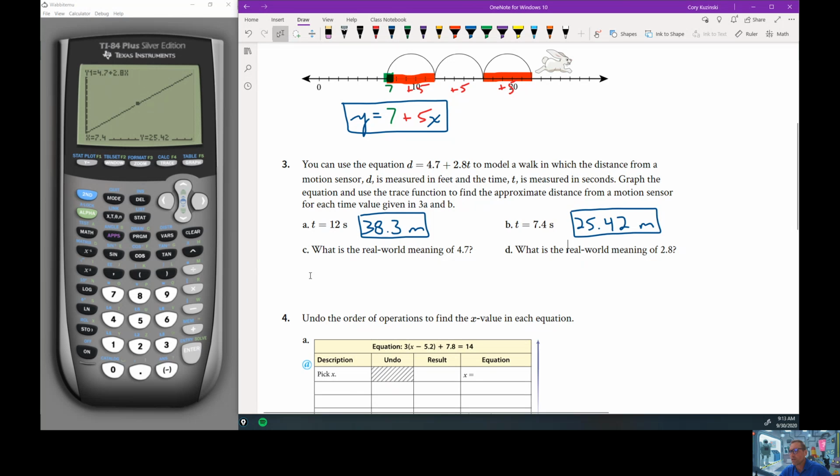All right, what is the real world meaning of 4.7? That the walker started 4.7 meters from the sensor.